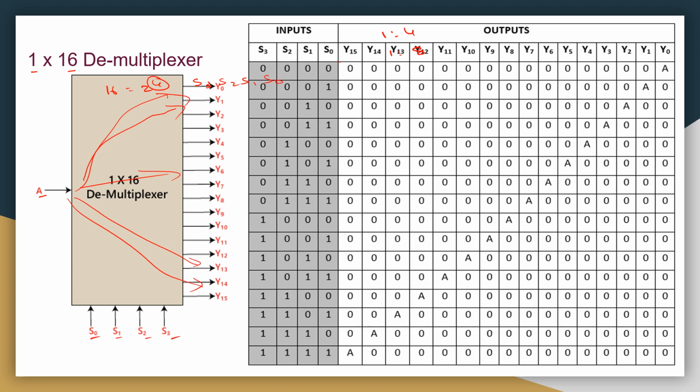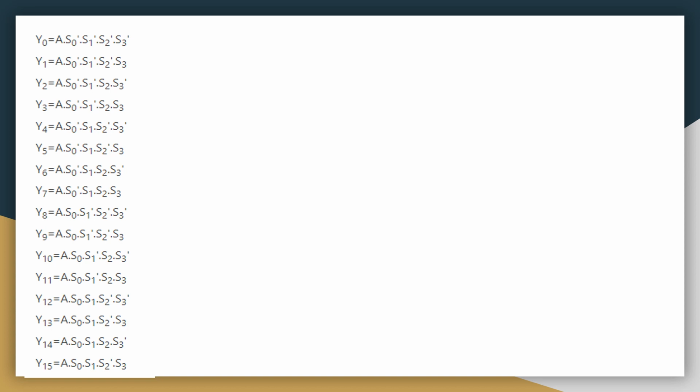Now see, if all are zeros, then A can be forwarded to Y naught. We know that. The same sequence happens like this. If all are ones, A can be transferred to Y15. Then easily we can get, by using this truth table, the corresponding expressions like earlier. So Y naught is A into S naught bar, S1 bar, S2 bar, S3 bar. Like that all the remaining cases.